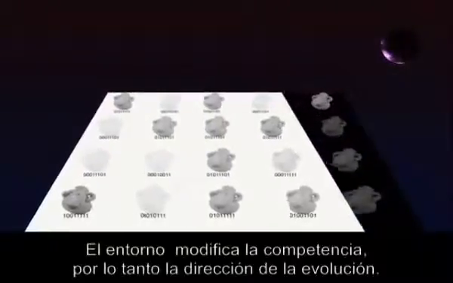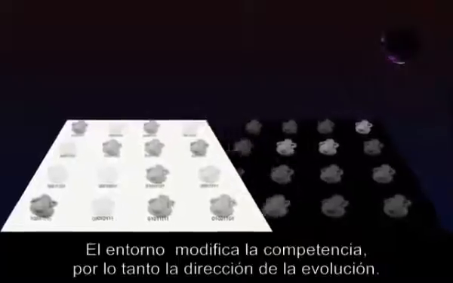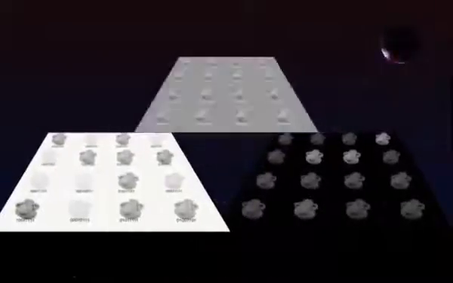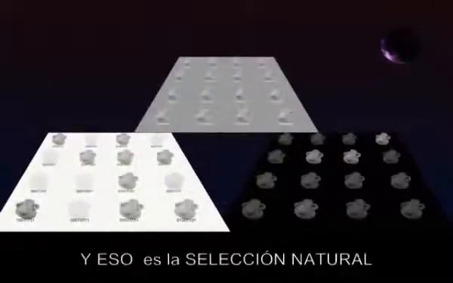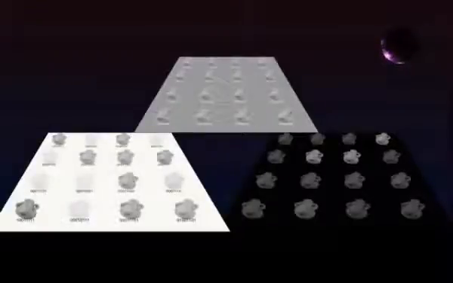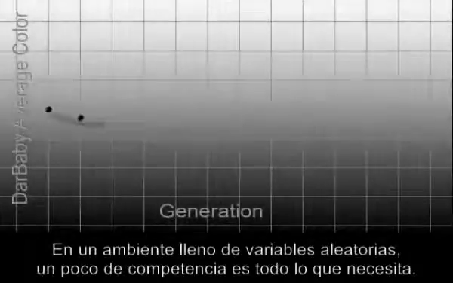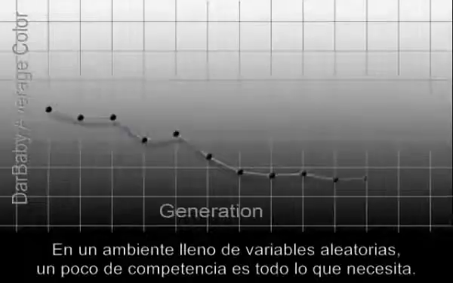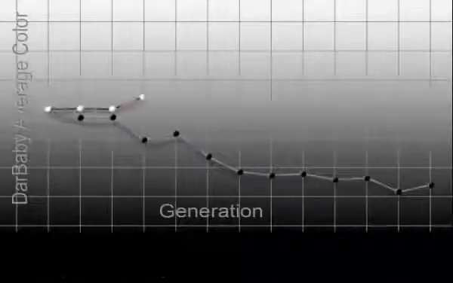If we were to repeat the simulation, but with a light background, this is what we would get. The environment biases the competition, thus steering the evolution. And that is natural selection. In an environment full of random variables, a tiny bit of competition is all it takes.